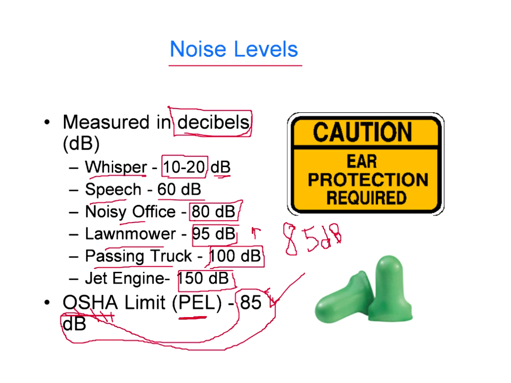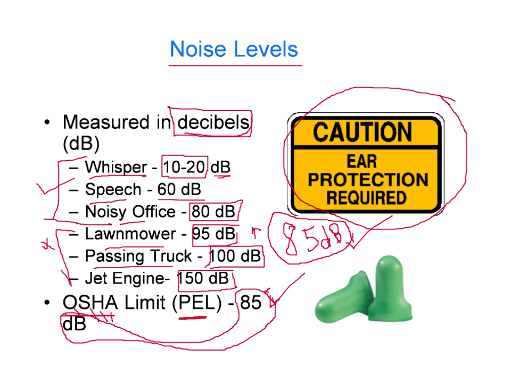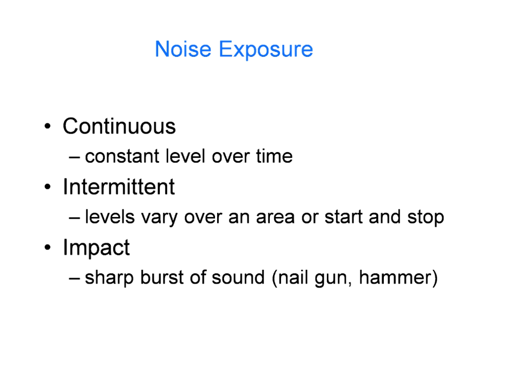Okay, 85 dB, small d, capital B. You should be very careful in giving the symbols, small d, capital B. So 85 decibel is very safe. If it is more, we have to think. That means a noisy office a man can withstand. Above this, it is not safe. So caution, we always show the level. Ear protection is required, so you should protect your ear.